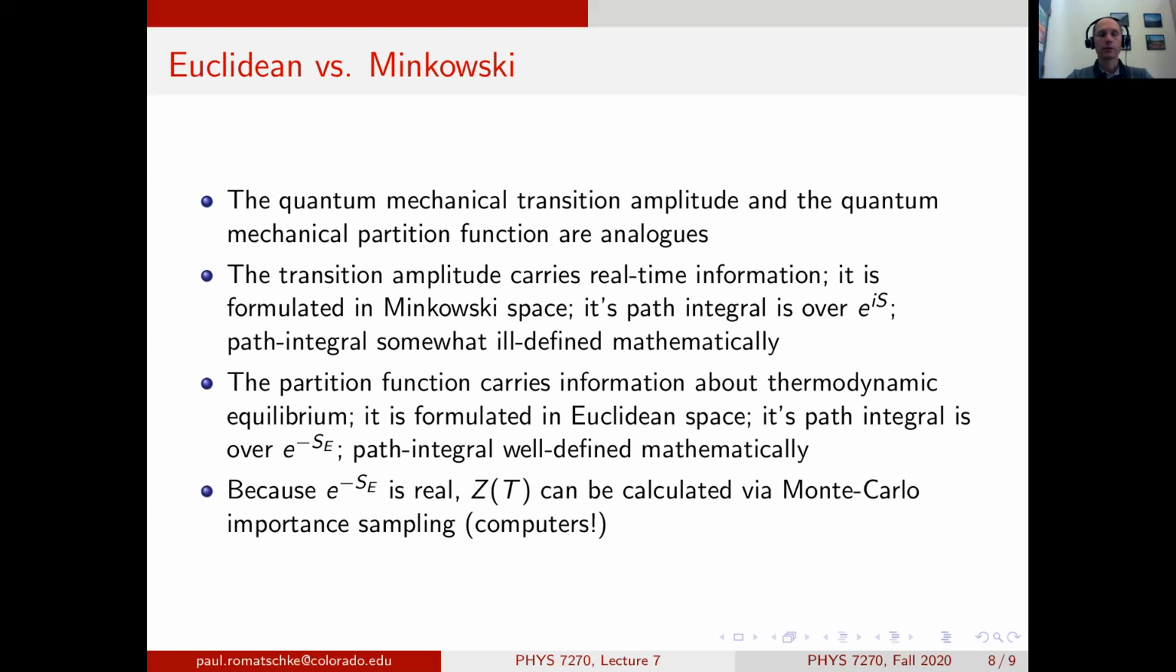Also, because this action in the exponential is purely real, it is possible to calculate observables, such as the partition function, via Monte Carlo importance sampling of an infinite dimensional integral. This really opens the door to being able to use brute force supercomputers to calculate first principles quantum field theory information. And this is not possible in general for transition amplitudes that suffer from non-real actions.